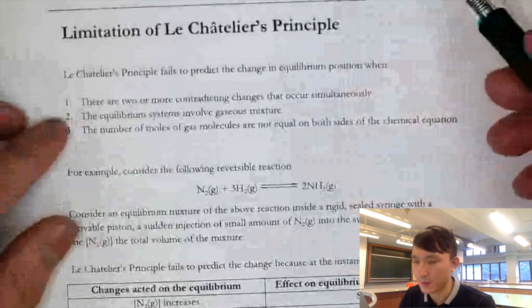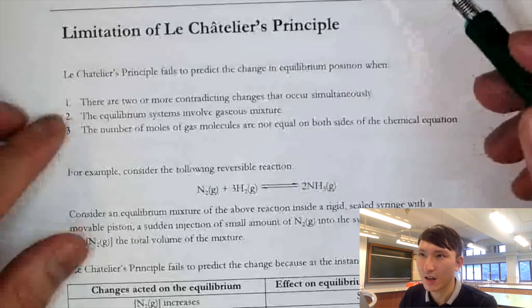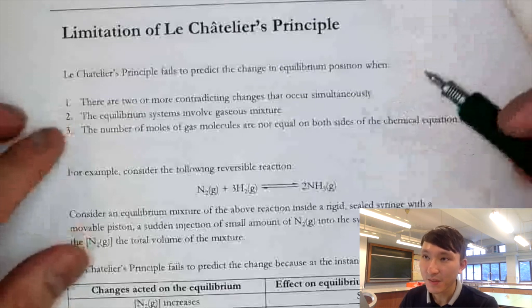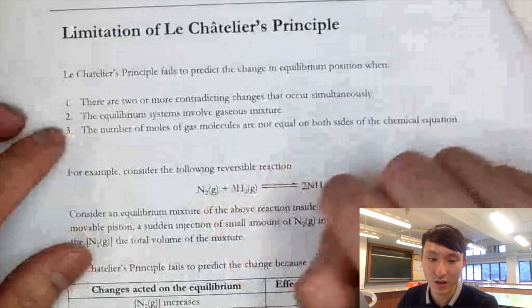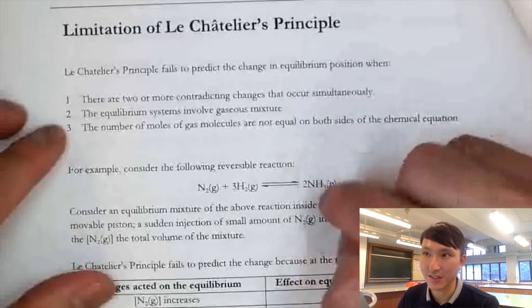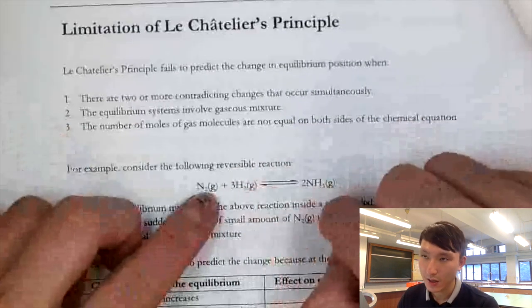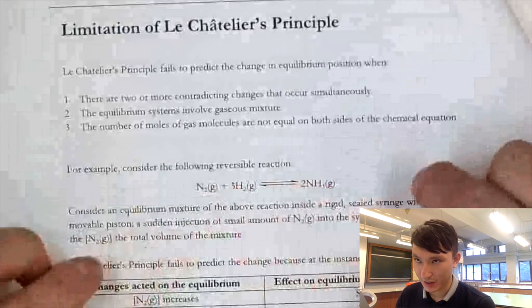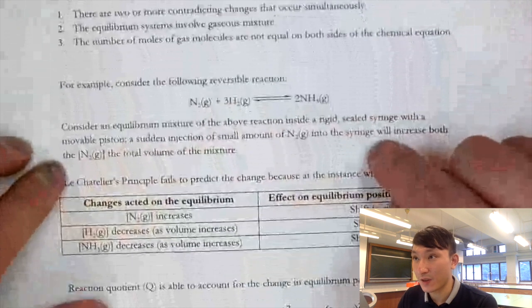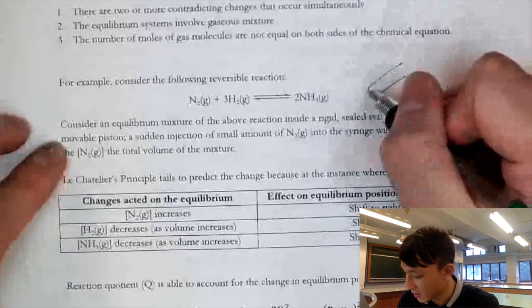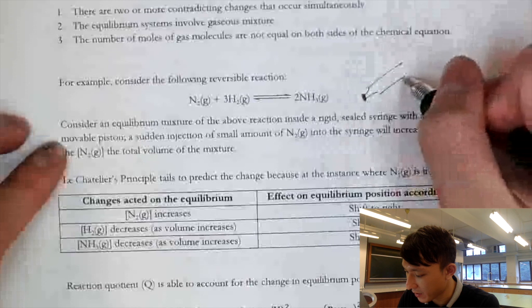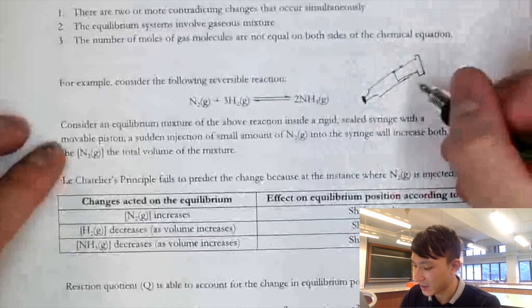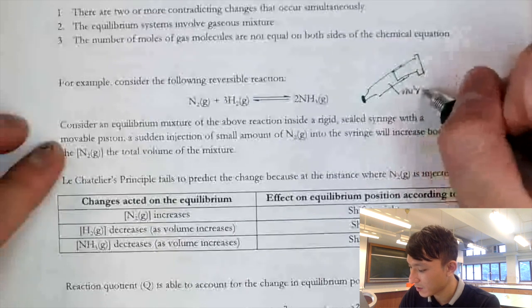Now, 2 and 3 are quite similar, related, is when your system is involving gaseous mixture and the two sides are not of equal mole, okay? This is a situation where they are in gaseous state and they are not equal moles on both sides. Now let's look at this situation. Now let's just say we have a syringe like this, sealed at the mouth here, and then we have a piston here, right? So we have the gas inside the mixture here.